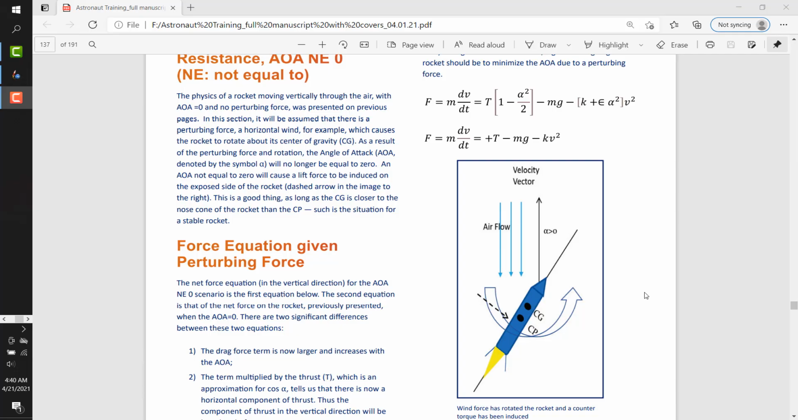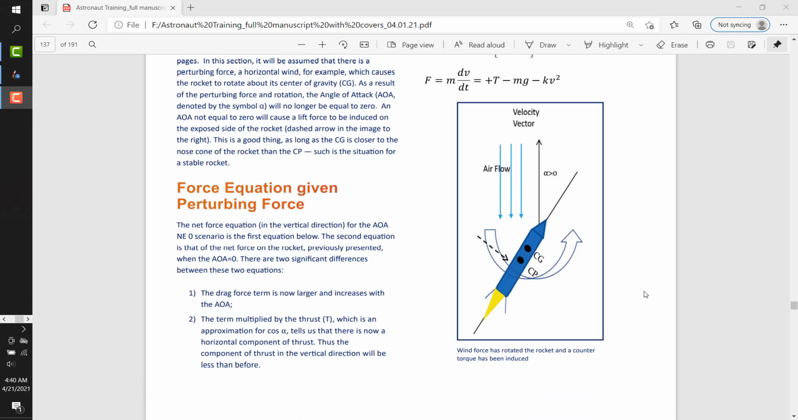The physics of a rocket moving vertically through the air with angle of attack equal to 0 and no wind force was presented on previous pages. In this section, it will be assumed that there is a perturbing force, and that force we're going to assume is wind. This force acting here at the center of pressure will cause the rocket to rotate about the center of gravity.